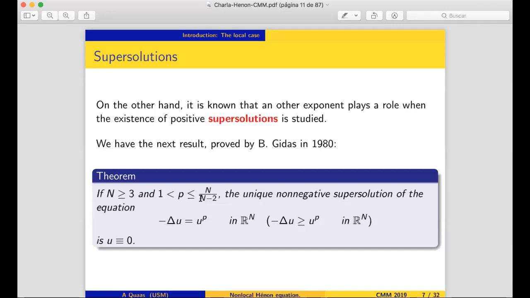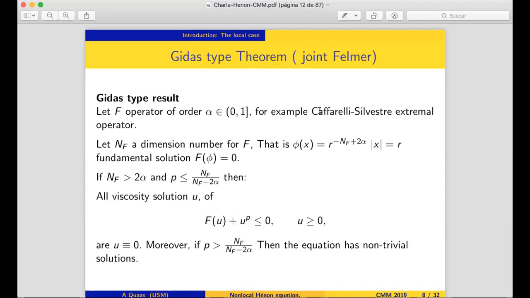I will talk now about another extension, in another direction, which is a Gidas type result for, let's say, Caffarelli-Silvestre type extremal operators, fractional extremal operators, so you have a fractional operator of order alpha, where you can construct a fundamental solution, which means a power function which makes the operator zero. Here n plays the role of the dimension, and the dimension is bigger than two, let's say, but this is changed by two alpha. If you have this assumption, then you get really the Gidas result: if p is less than this number, then you have no supersolution, and the critical exponent is optimal.